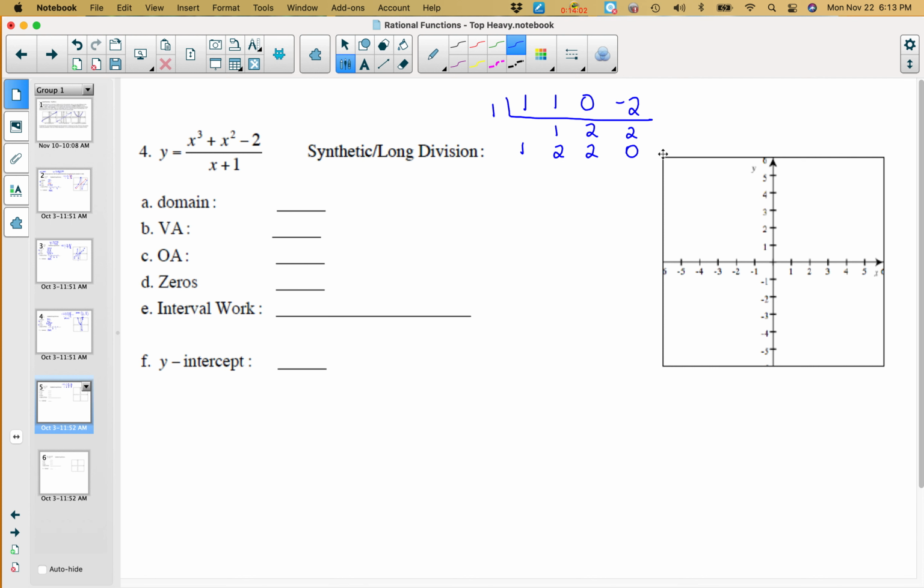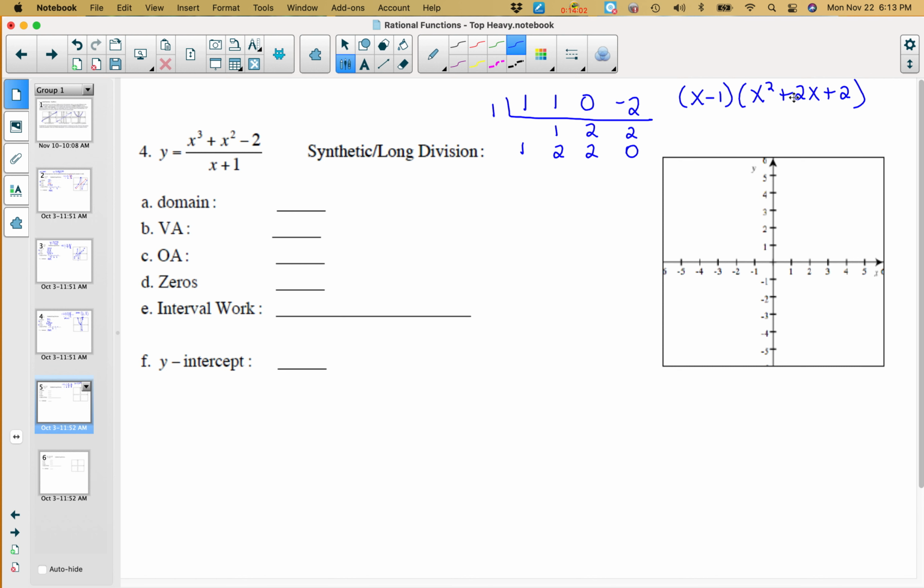Okay, so good thing we got that. So that means so far I know that it's going to be x. If 1 is a root, then x minus 1 is a factor. And this is going to be x squared plus 2x plus 2. And that is not factorable. X squared plus 2x plus 2, oh, yeah, not factorable.